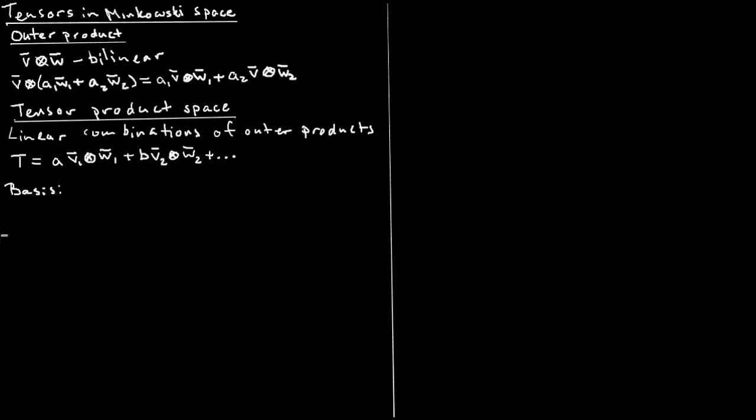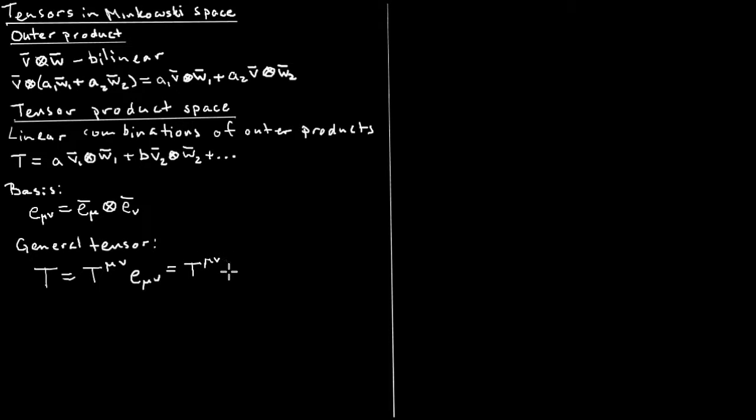Given a set of basis vectors, e_μ, a basis for the tensor space can be constructed as e_μν is equal to e_μ ⊗ e_ν. A general tensor T may now be written in terms of this tensor basis, using components with two indices, one for each index in the basis. Again, we are using the Einstein summation convention to sum over the repeated indices, here μ and ν.